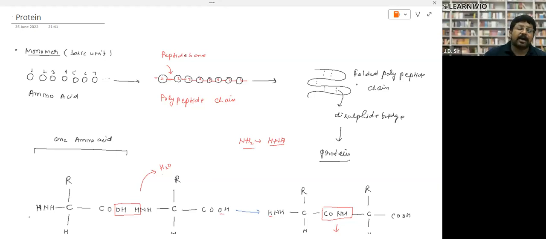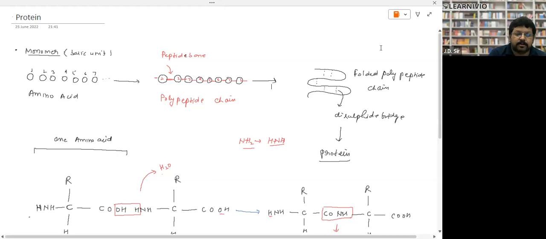This protein, and the folding of protein decides the nature of any protein, what exactly this protein is going to do. Clear? A protein may be a structural protein, meaning it makes the structure of the body. A protein may be an enzyme, a protein may be a hormone. So what the protein will do will be decided by the folding of the protein. Did you get it?